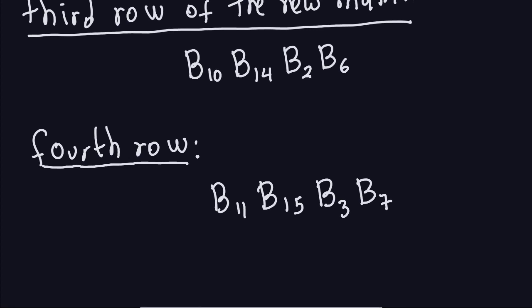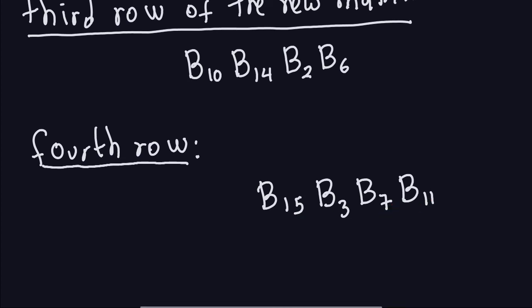So I have to do it again for B11. So I'm going to move B11 here. I'm going to erase it and move it to the position here. This will now be the new row of the new matrix: B15, B3, B7, and B11.